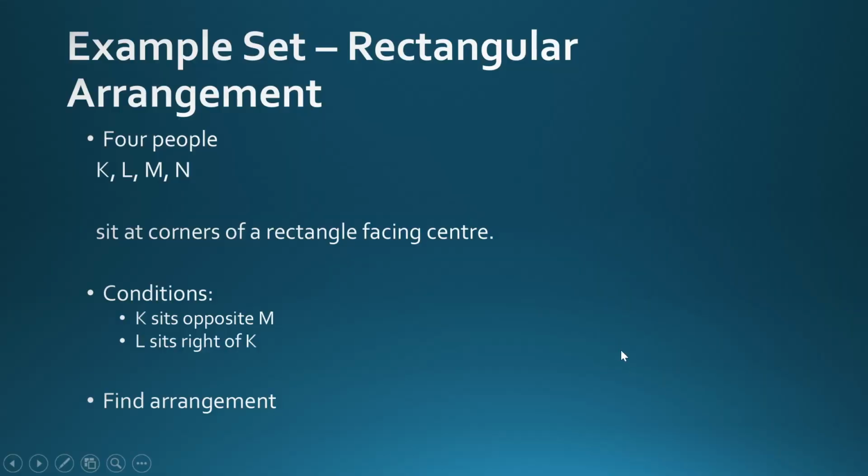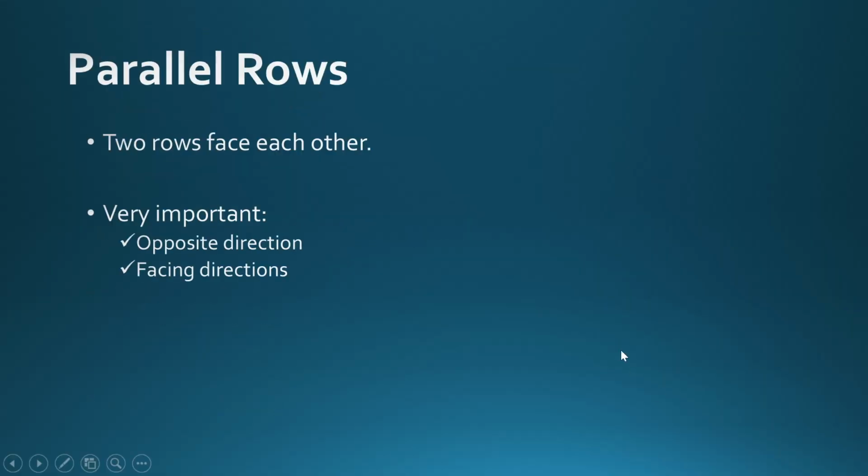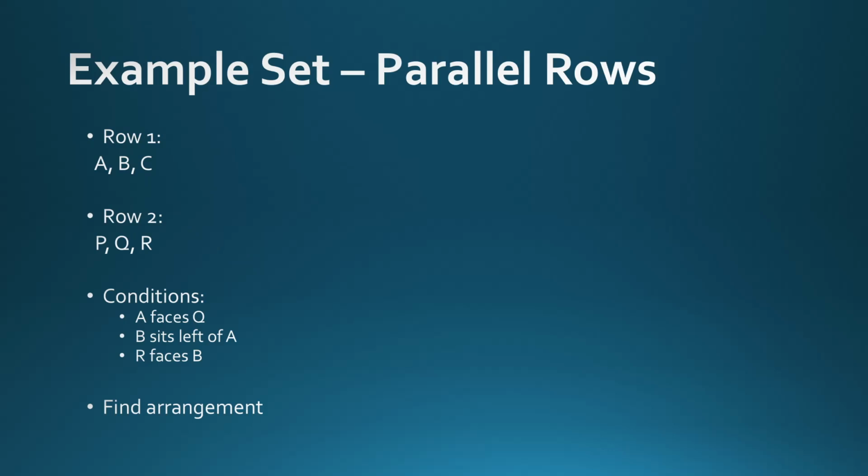Now after rectangular arrangement, we'll come to parallel rows. Here two rows face each other. Here important things are opposite directions, opposite positions and facing directions. Parallel rows create left-right confusion very quickly. So let's look at an example set of parallel rows.